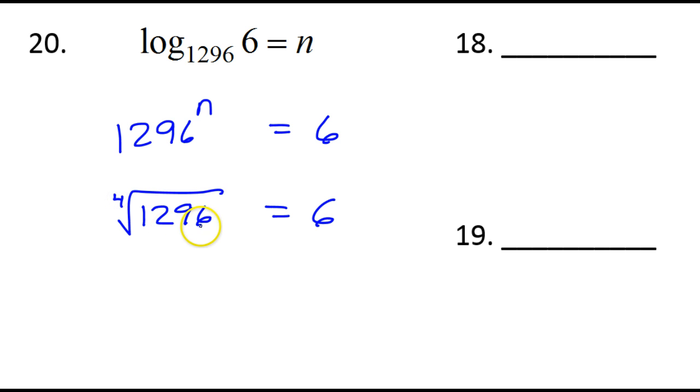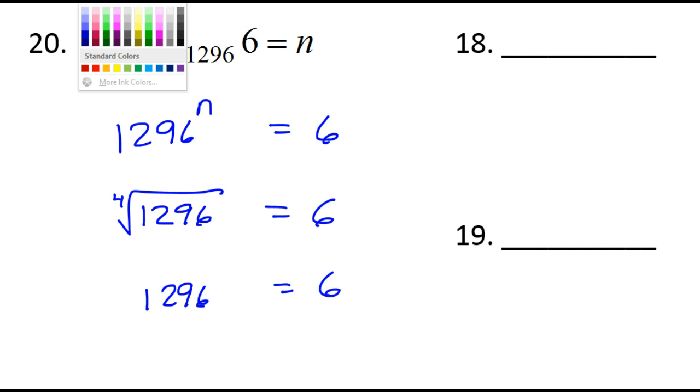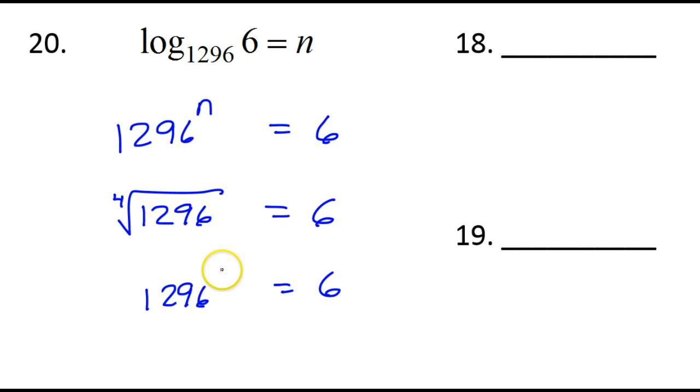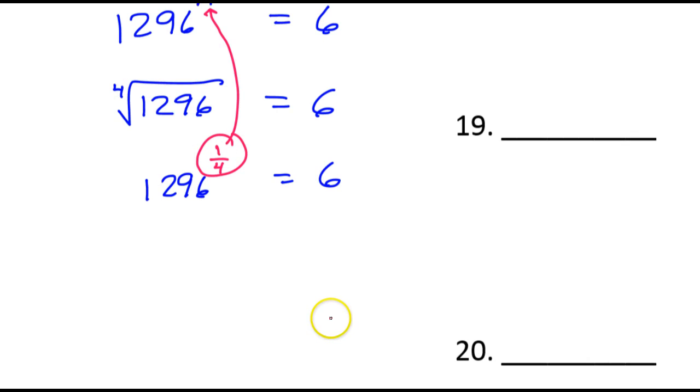So this is a true statement. But the 4th root, because we really want this in terms of a power, all right, so just understand that the 4th root is the same thing as the 1/4 power. So what power will turn 1,296 into 6? That would be the 1/4 power. So that's why the answer here is 1/4. All right, so that is the answer to number 20, is 1/4.